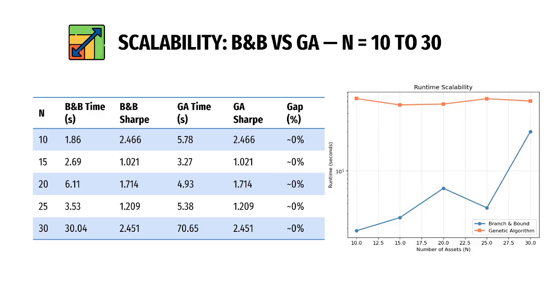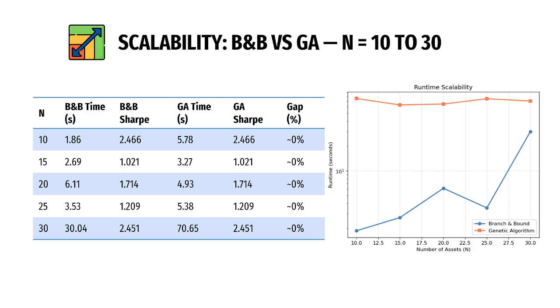Moving into the scalability experiment, we tested both methods on synthetic instances from n equals 10 to 30 assets with k equals 5. The most striking finding is the optimality gap column. All values are effectively 0. The y-axis on the gap chart reads 10 to the power of negative 13. These are floating point rounding errors, not real differences. For every instance up to n equals 25, both methods found identical portfolios. The GA independently located the same globally optimal solution that Branch and Bound certified as exact.